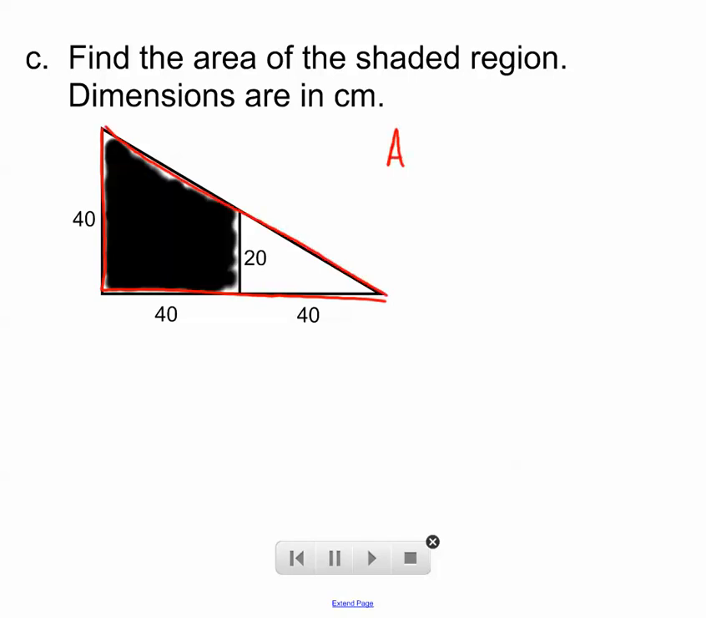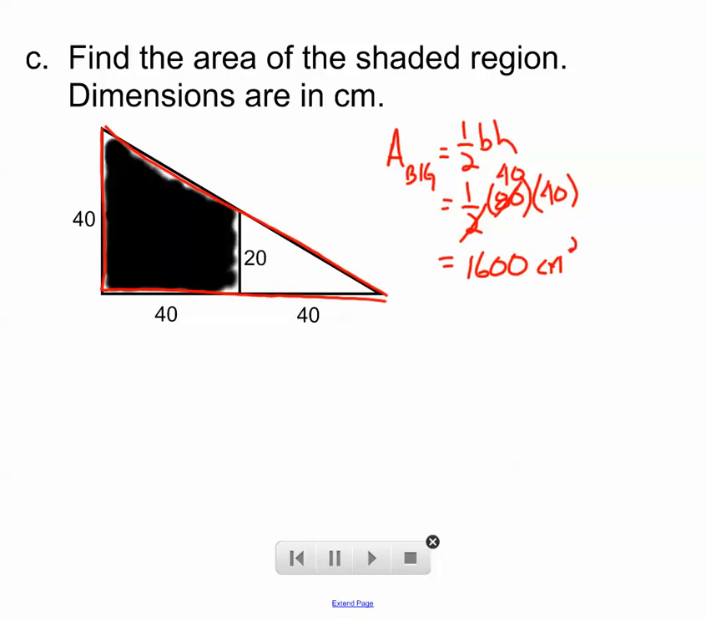Area of this red triangle, or the big triangle, is 1/2 base times height. The base isn't 40, so be careful. The base is 80. And the height is 40. Base is all the way across, 80. Height is 40. So the area of this red triangle is 1,600 centimeters squared. They told us up here the dimensions are in centimeters, so be aware of that.